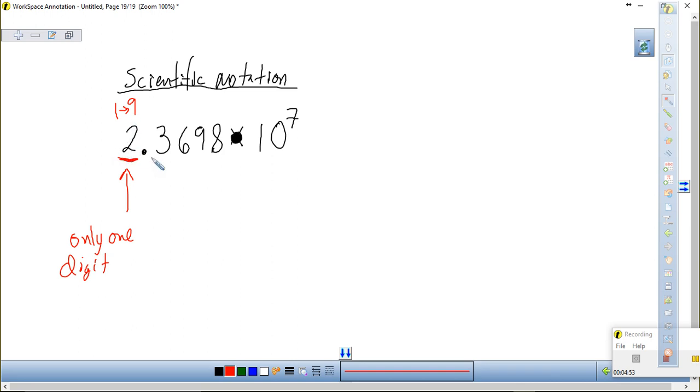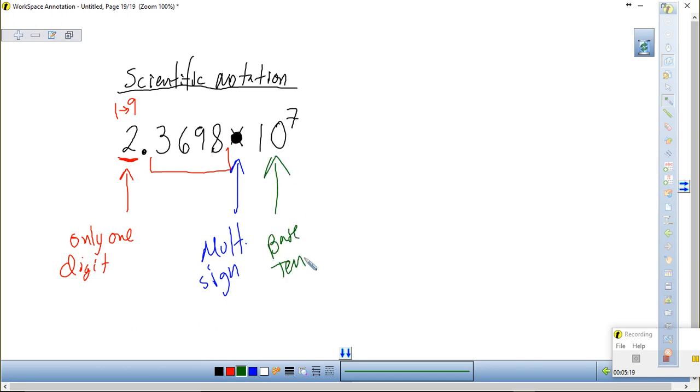From there we have numbers here, it doesn't matter how many. But the next thing that the scientific notation should have is a multiplication sign. The next thing it should have is a base 10. And of course, with that base 10, it should have an exponent. Are we there so far?